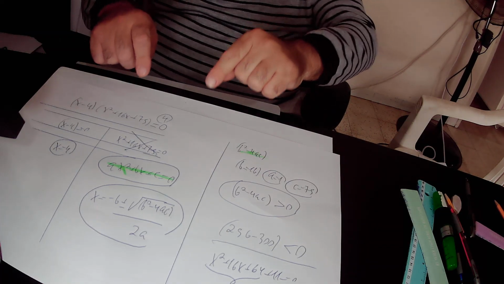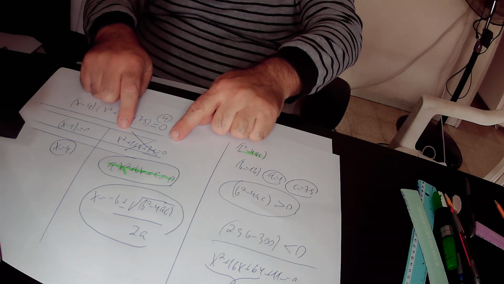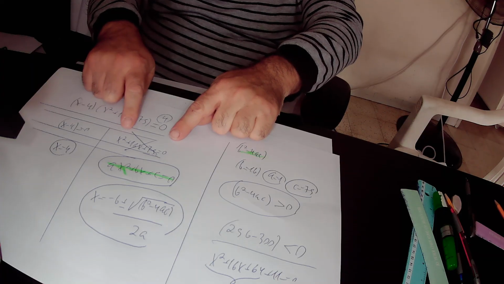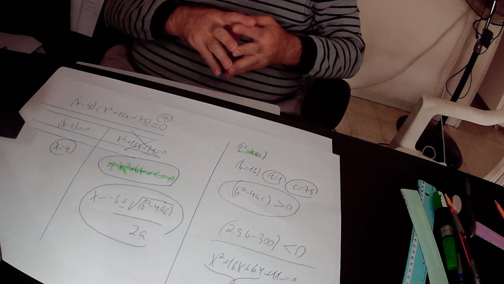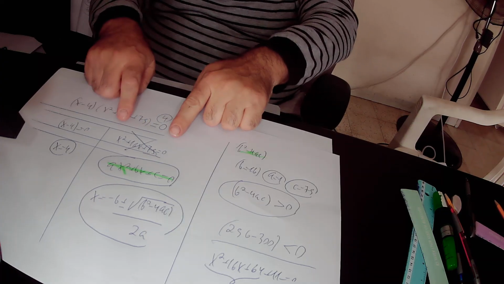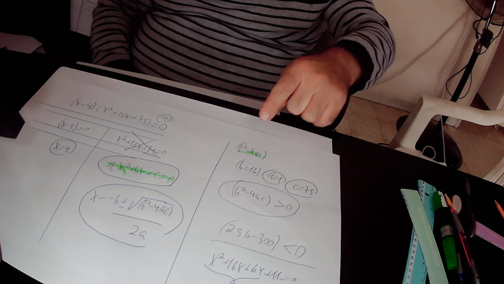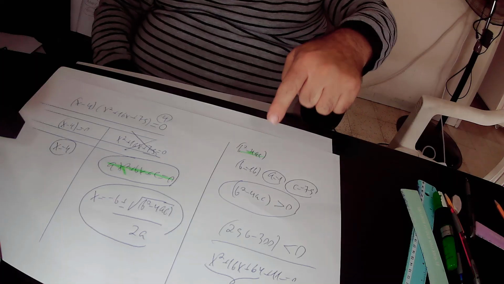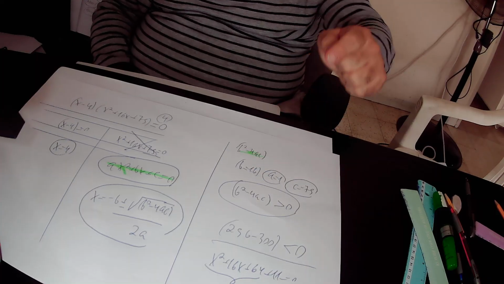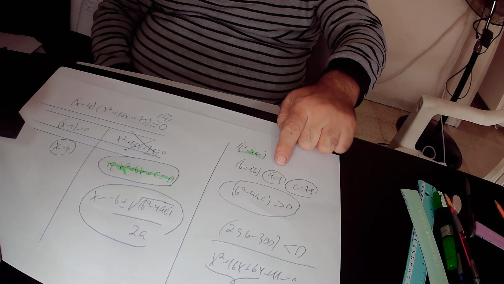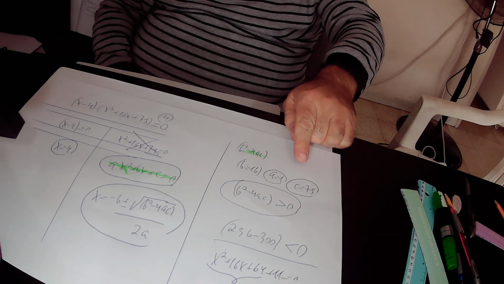In this specific quadratic equation, x squared plus 16x plus 75 equals 0, the coefficient a equals 1, the coefficient b equals 16, and the coefficient c equals 75. Therefore the discriminant of this quadratic equation equals b squared minus 4ac. b is 16, so b squared is 256, minus 4 times 1 times 75, which is minus 300.